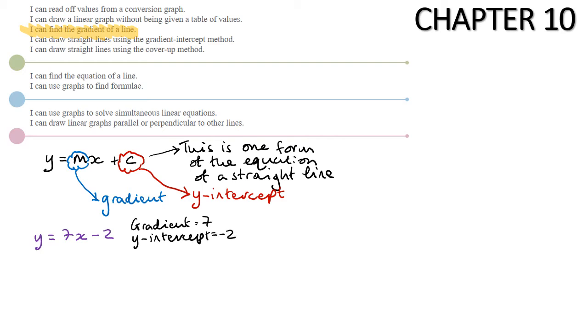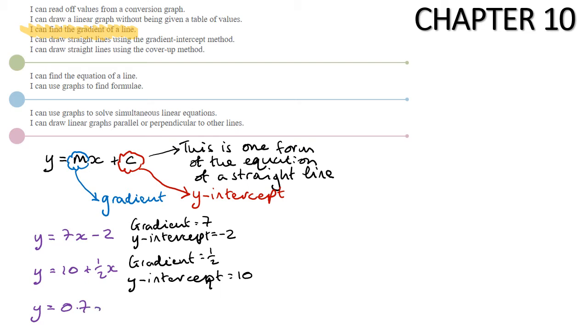If I had this one, y equals 10 plus a half x, don't let the order fool you. Here the gradient is a half. It's the number in front of x. And the y-intercept would be 10. If I had something like y equals 0.7x with nothing else, this has a gradient of 0.7 and a y-intercept of 0.